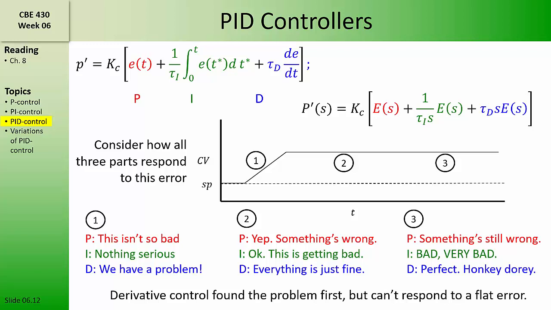In the next video, we'll take a look at some general trends of how PID controllers behave when they're installed in feedback control loops, by seeing some general features of how controlled variables respond.